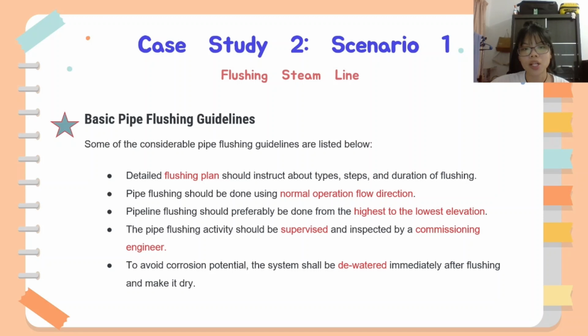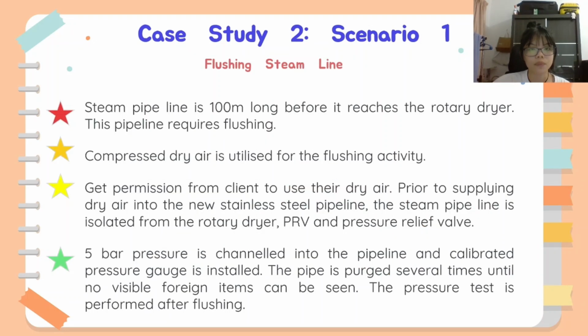First, a detailed flushing plan should instruct about types, step, and duration of flushing. Second, pipe flushing should be done by using normal operation flow direction. Third, pipeline flushing should preferably be done from the highest to lowest elevation. Fourth, the pipe flushing activity should be supervised and inspected by a commissioning engineer. And lastly, to avoid the corrosion potential, the system should be dewatered immediately after flushing and should be made dry.